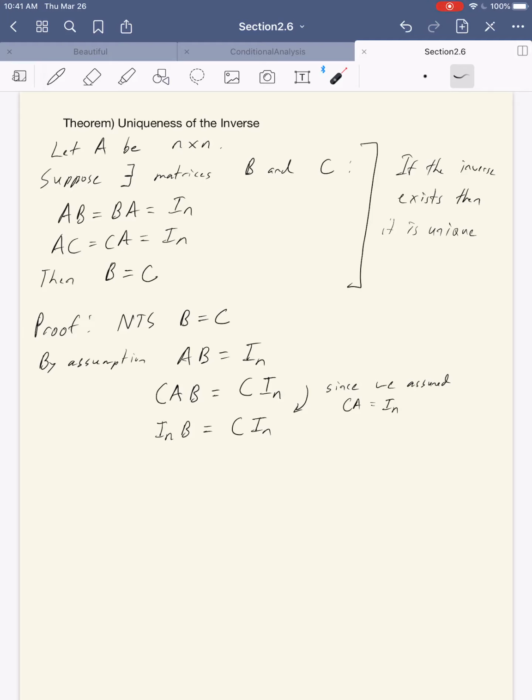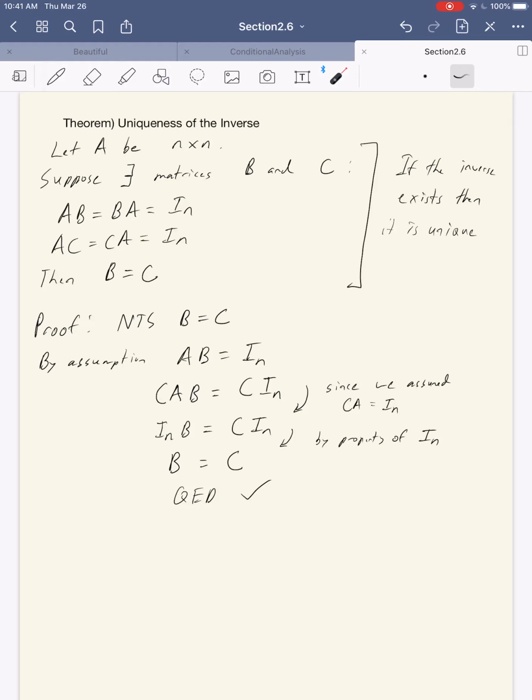Okay, now what can we say about this? Well, by the properties of the identity matrix, I_nB is just B, because anything times the identity matrix, regardless of which side, is itself. And CI_n is going to be C, because again, anything times the identity matrix is itself. So this is by property of I_n. And that's exactly what we wanted to show. We just showed that B equals C. So there's our QED and our check mark. What we basically show there is that if you have an inverse, then that inverse must be unique. So if you have an inverse, there is only one inverse out there.